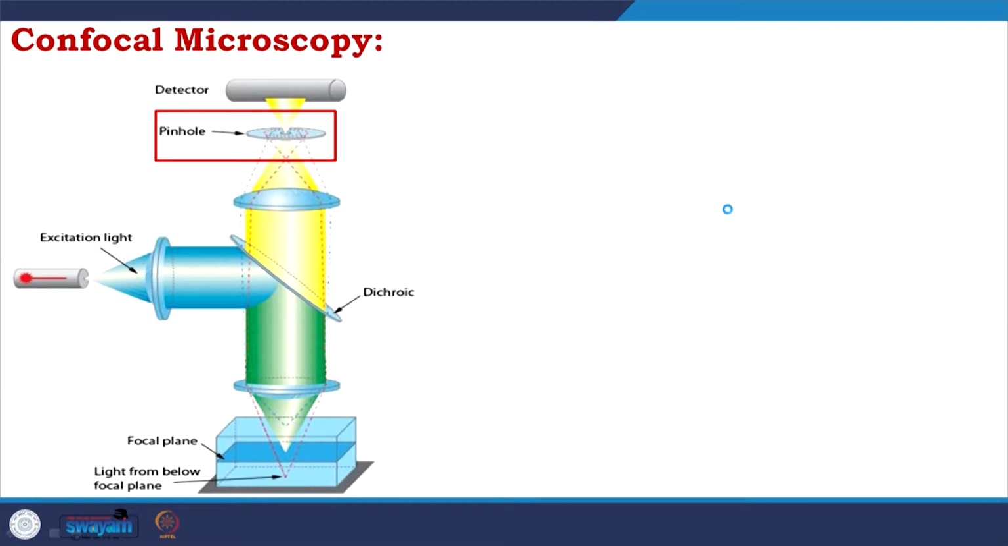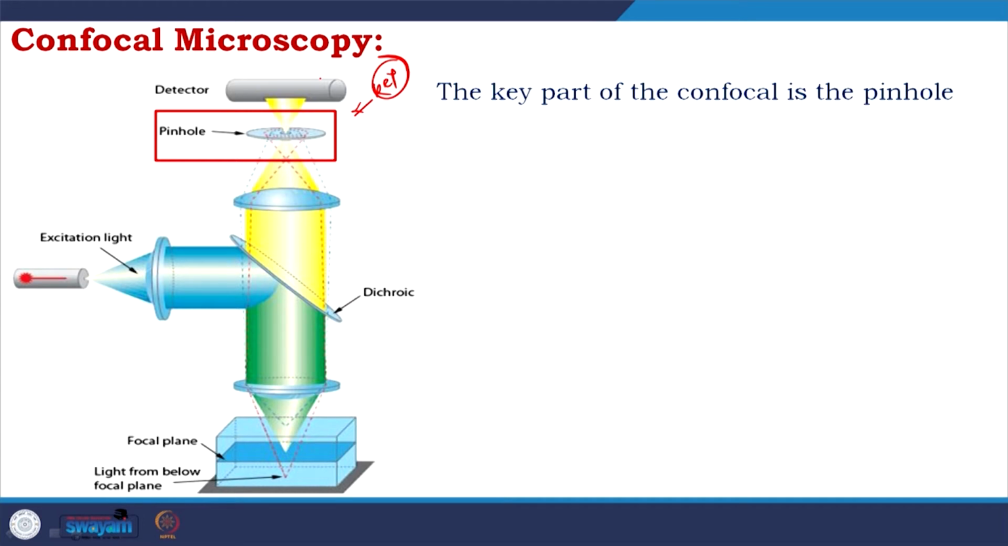Now, I will talk about confocal microscopy. If you look at a confocal microscopy picture, you see the pinhole. The pinhole is the key to confocal. So, the key part of the confocal is the pinhole.